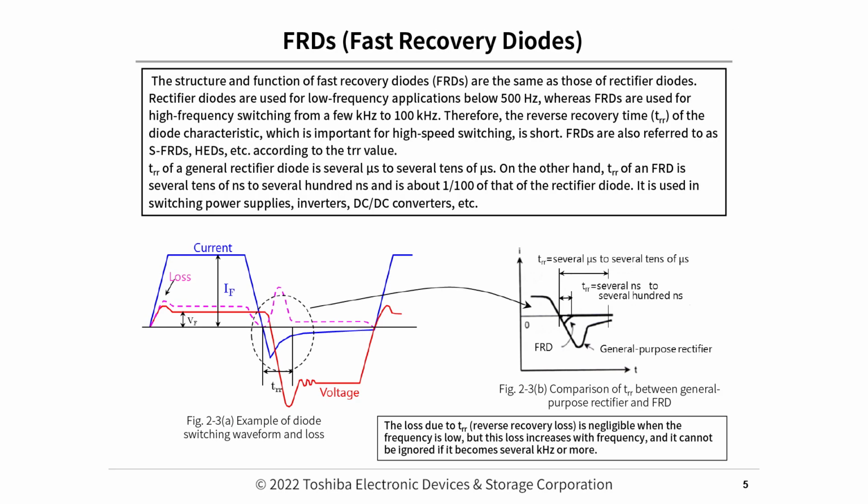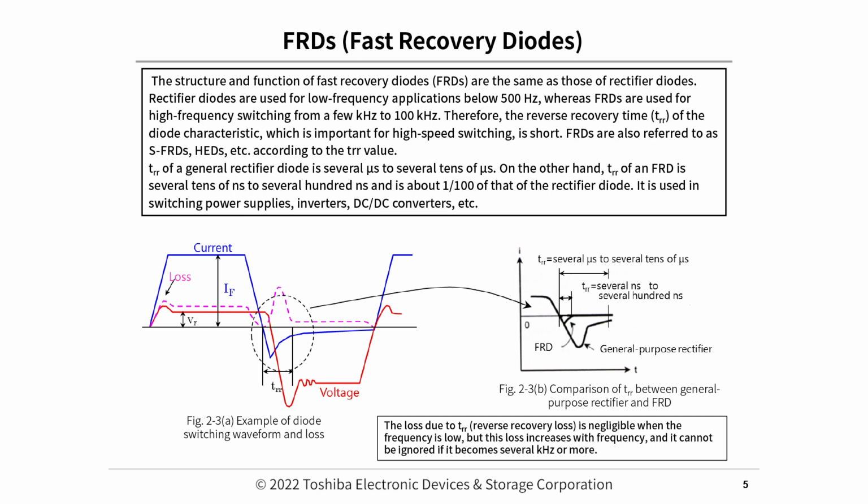Fast recovery diodes. The structure and function of fast recovery diodes are the same as those of rectifier diodes. Rectifier diodes are used for low-frequency applications below 500 Hz, whereas FRDs are used for high-frequency switching from a few kHz to 100 kHz. Therefore, the reverse recovery time, TRR, of the diode characteristic, which is important for high-speed switching, is short. FRDs are also referred to as SFRDs, HEDs, etc. according to the TRR value.